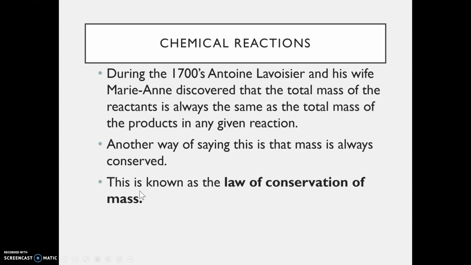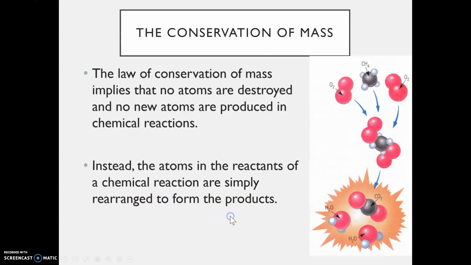During the 1700s, Antoine Lavoisier and his wife, Marie Anne, discovered that the total mass of reactants is always the same as the total mass of the products in any given reaction. Another way of saying this is that the mass is always conserved. This is known as the law of conservation of mass.